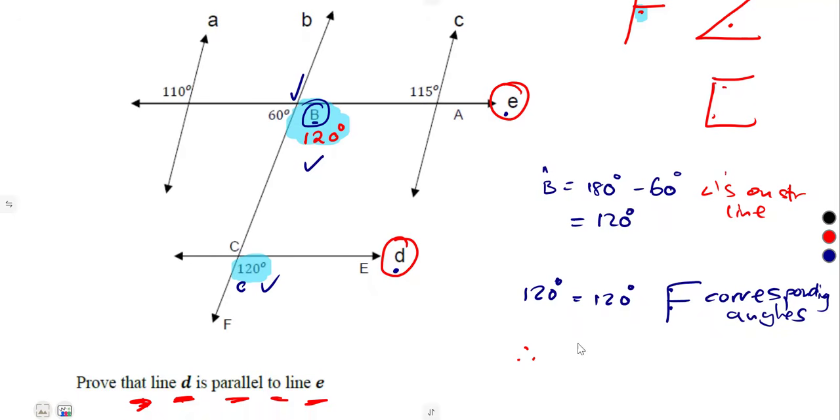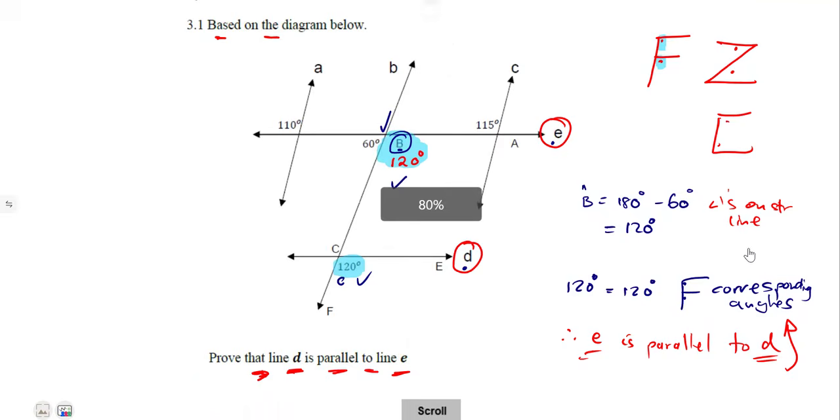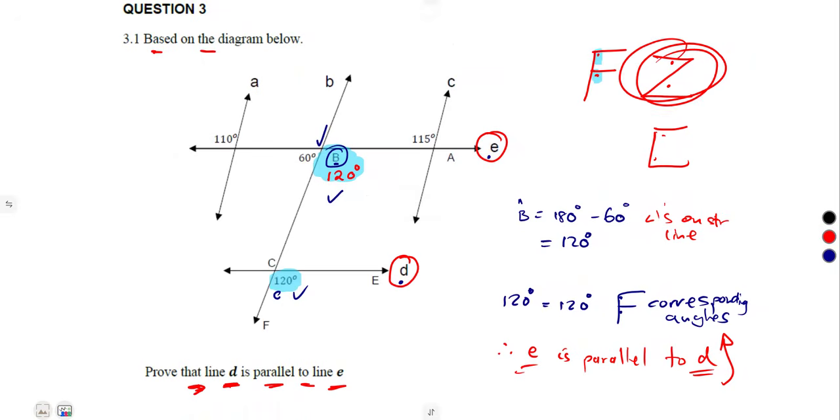So therefore, line E is parallel to D. These two lines are parallel to each other automatically because of corresponding angles, which makes these two the same. So you must figure out which property. Maybe it was going to be from alternate angles, as long as you can prove that this angle and this angle are the same. As long as you can prove that, automatically it tells us we are talking about alternate angles.